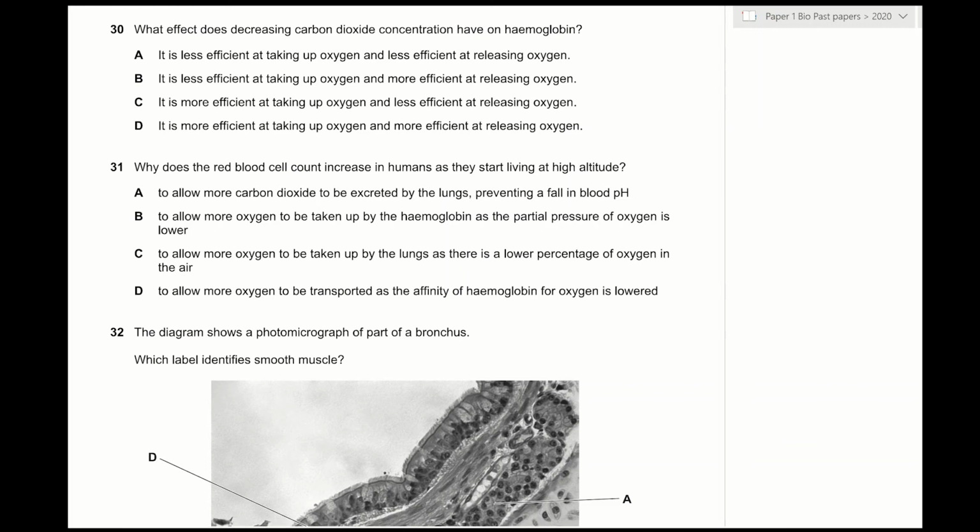What effect does decreasing carbon dioxide concentration have on hemoglobin? So first we must know what happens when increasing the carbon dioxide concentration, not decreasing. When carbon dioxide concentration increases, more carbon dioxide combines with water to form carbonic acid by the action of the enzyme carbonic anhydrase. Then this carbonic acid dissociates into hydrogen ions and bicarbonate ions. What this hydrogen ion does is that it binds to hemoglobin, forming hemoglobinic acid.